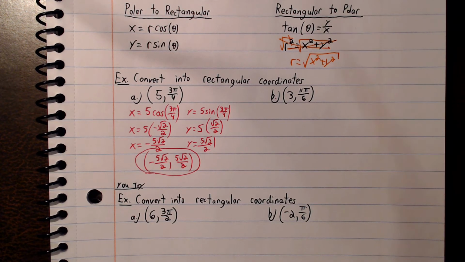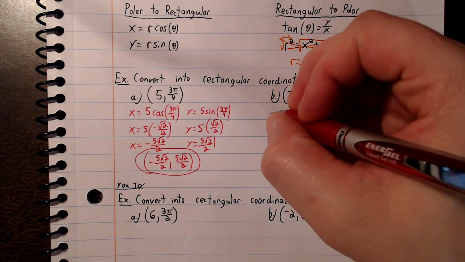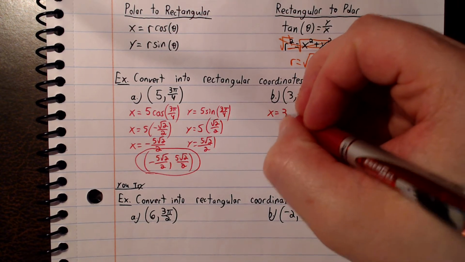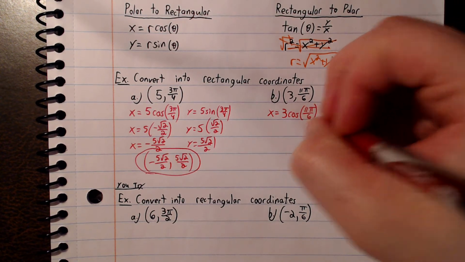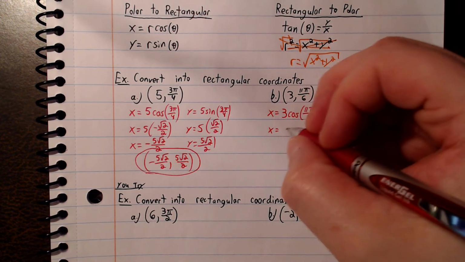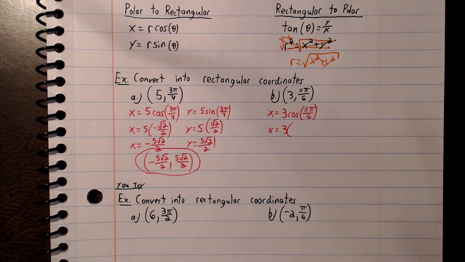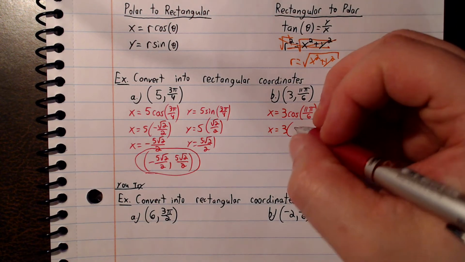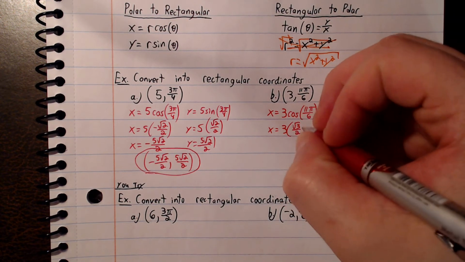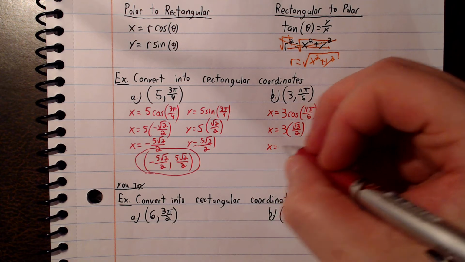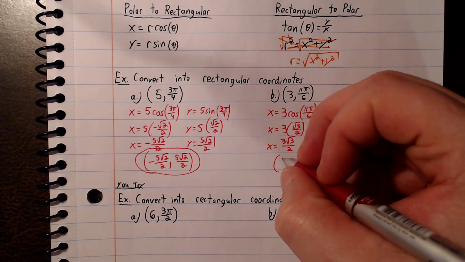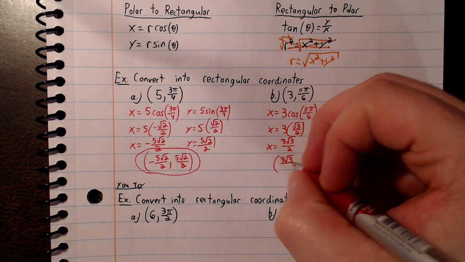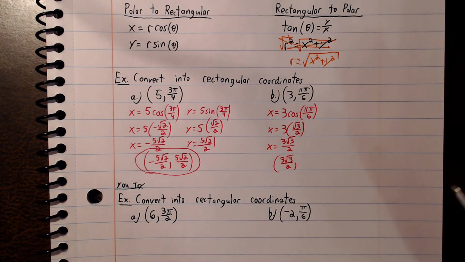All right, 11 pi over 6. So let's see. x is going to be 3 times cosine of 11 pi over 6. Check out the unit circle. Cosine of 11 pi over 6, that's root 3 over 2. So multiplying those, 3 root 3 over 2. That's our x coordinate.